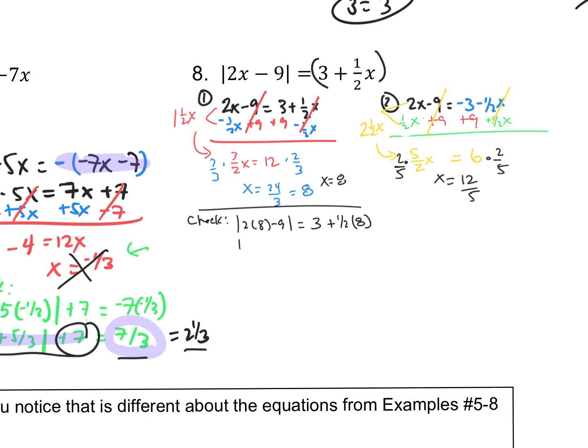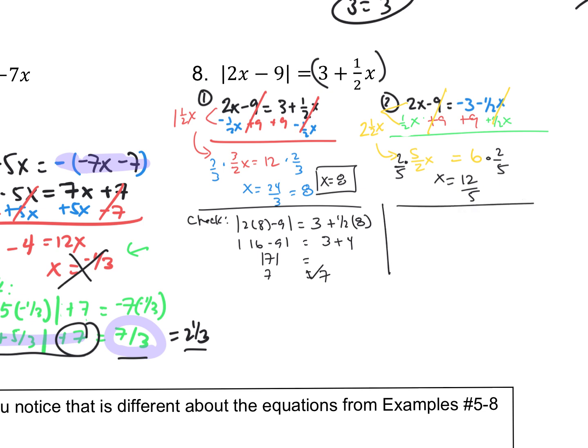So now we're going to solve. We get 16 minus 9, which is 7. So the absolute value of 7 is just 7. And then over here, we're going to have 3 plus half of 8, which is 4. So does that equal 7? Yes. So this is a solution. The other side, let's check.